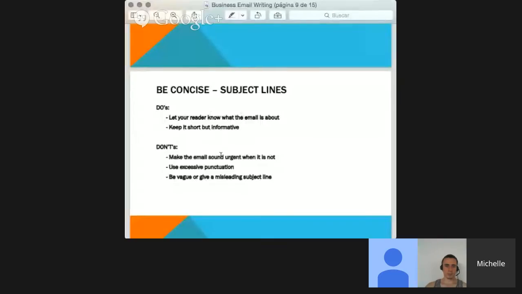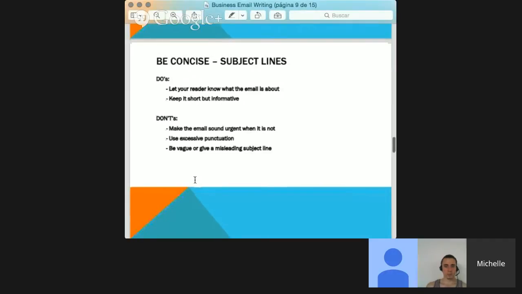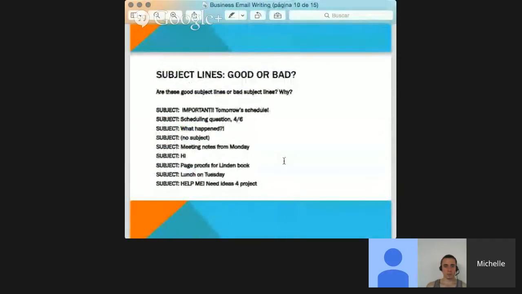Great, good. Okay, so we're going to look at some examples now and talk about whether they're good or bad subject lines. So this is what I just went over, right? The do's and don'ts. Make sure it lets your reader know what the email is about. Short but informative. And the don'ts, right? Don't make it sound urgent if it's not. Don't use excessive punctuation, and don't be vague or misleading, right? You want to let the reader know exactly what they're about to read. So here are some good or bad ones. So, Renzo, could you read the first one?